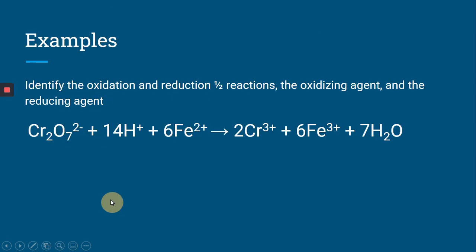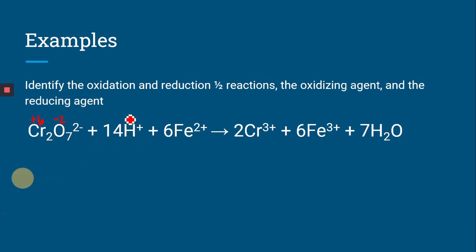So let's look at two examples. We want to identify the oxidation and reduction half reaction, the oxidizing agent, and the reducing agent. So the first thing that you want to do is figure out the oxidation states for all of the elements that are in the reaction on the reactant and the product side. So for dichromate, we know oxygen is going to be a -2. There are 7 of those, so that's -14. We need a -2 to be left over, so chromium then has to provide a +12. There's 2 of them, so each one is going to be a +6.